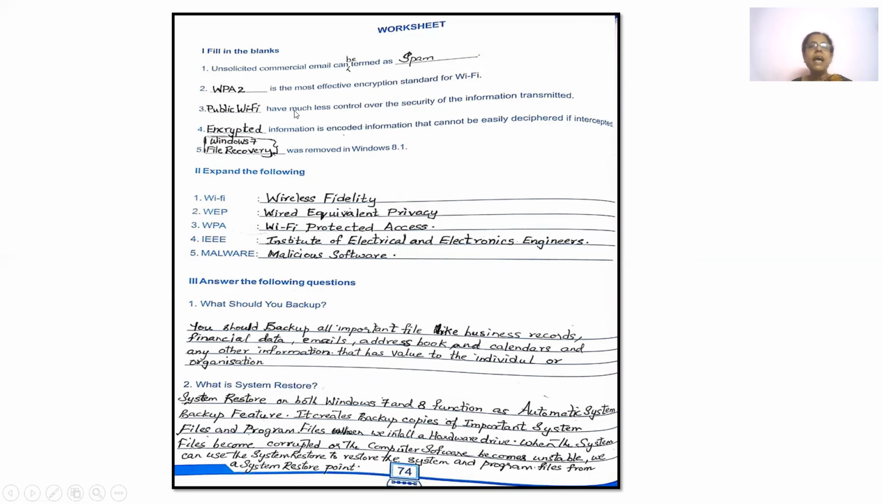Dash has much less control over the security of the information that is transmitted. That is public Wi-Fi. Never use it. Dash information is encoded information that cannot be easily decrypted when intercepted. That's your encrypted information. Dash was removed in Windows 8.2.